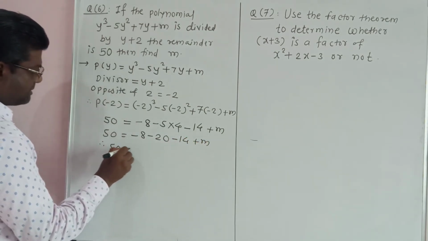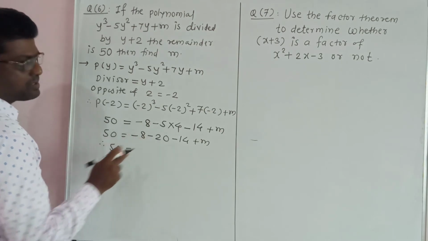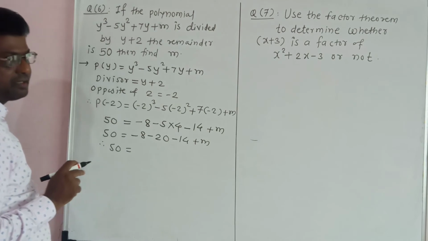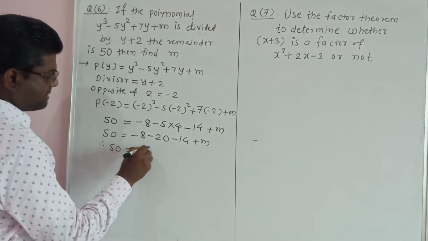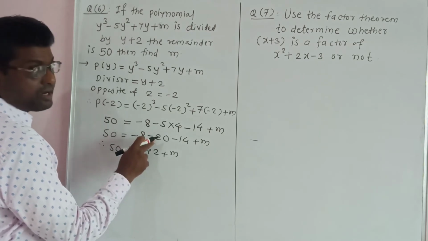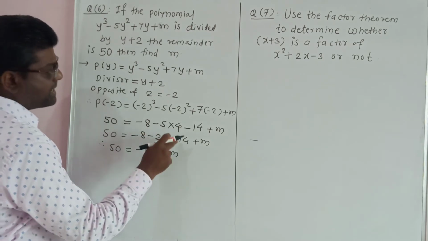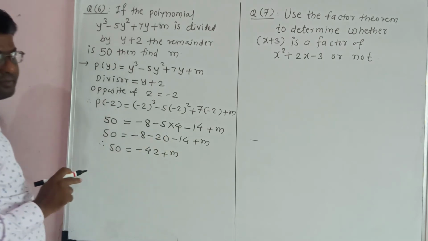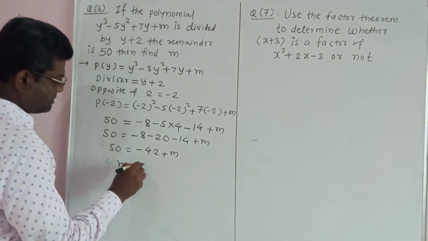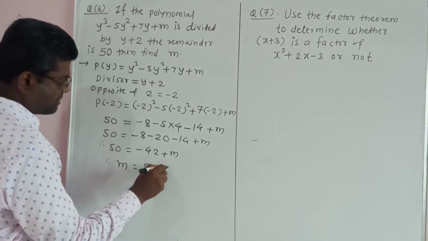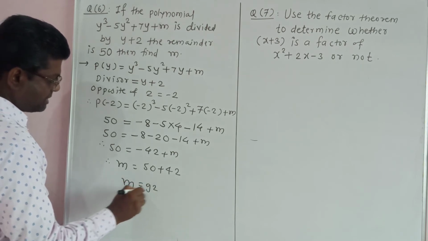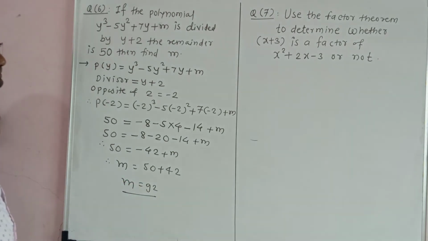Therefore 50 is equal to minus 8 and minus 20, minus 28, minus 14, that will be minus 42 plus m. Minus 8 minus 20 minus 28 minus 14, that is minus 42. Therefore m is equal to this 50 plus 42. So m is equal to 92, which is our answer.